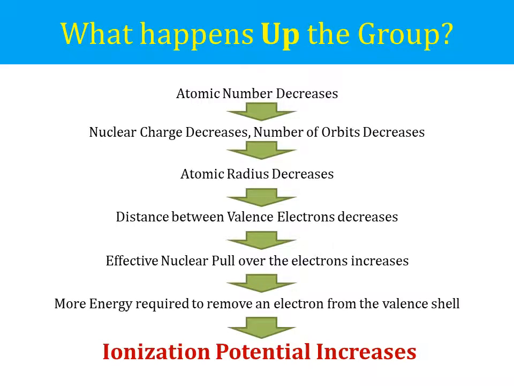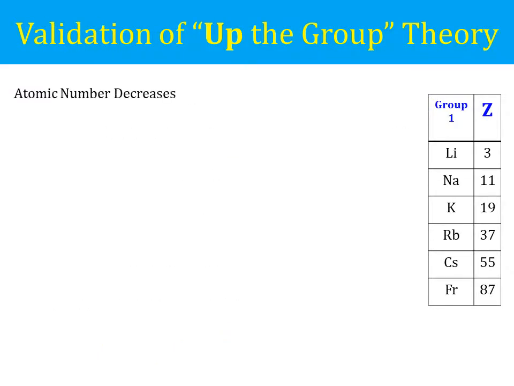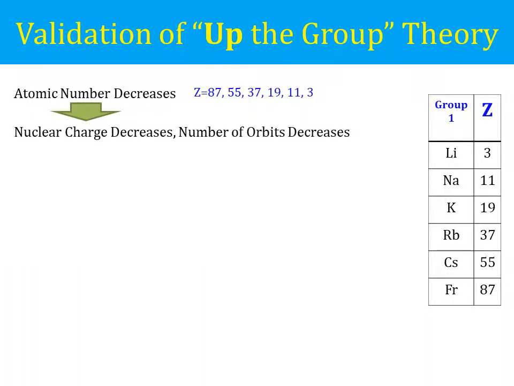So down the group, ionization potential decreases, and up the group, ionization potential increases. We will validate this again. We have the group over here, and as you can see, the atomic numbers are decreasing. That means nuclear charge decreases and the number of orbits decreases, as you can see: plus 19, plus 11, plus 3. We're focusing on these lower atomic numbers. 87, 55, 37 are higher atomic numbers, so we are just focusing on those in the present syllabus.